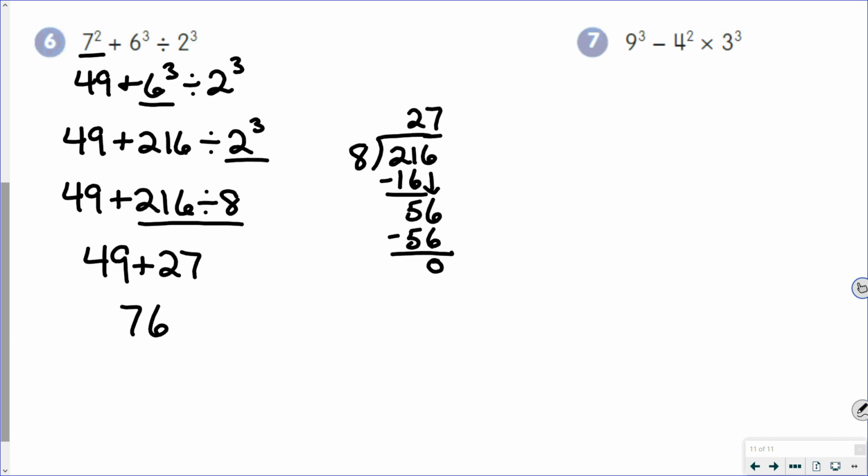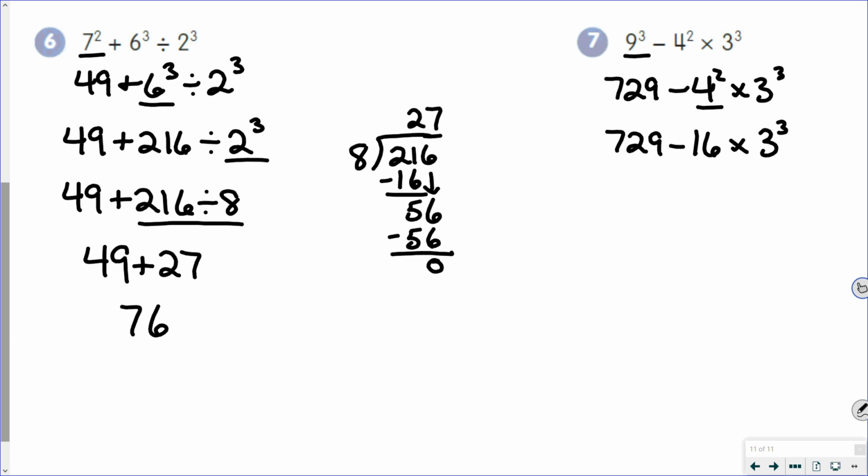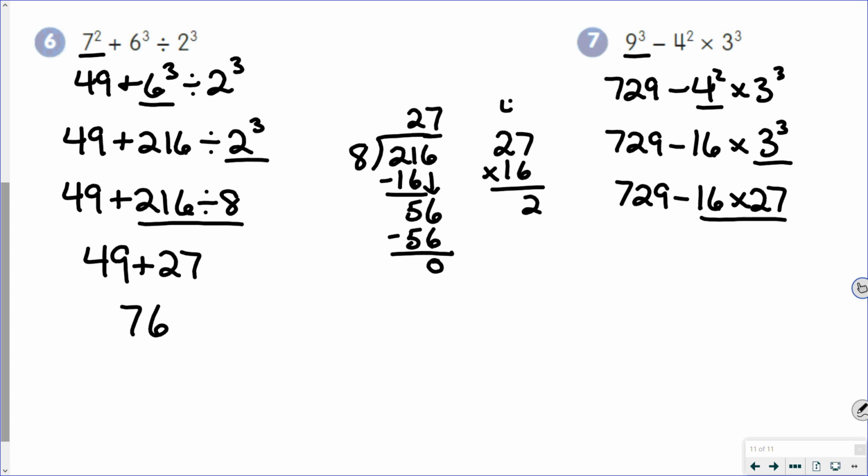And then our final example for today, 9 cubed, we can look back, that's 729. 4 squared is 16. 3 cubed is 27. So again, we have to do our multiplication before we subtract. So I'm going to take 27 times 16. We get 432.